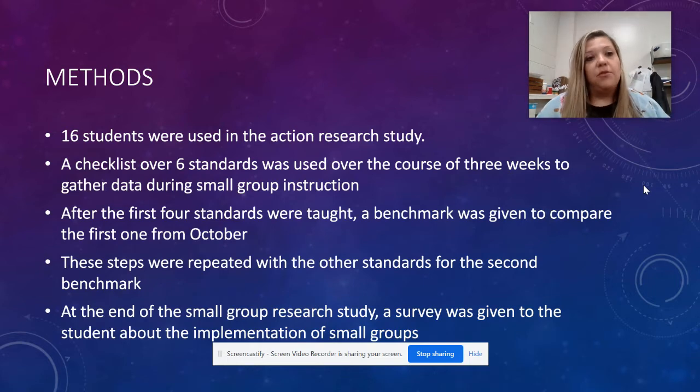So, for the method, 16 students were used in the action research study. A checklist over six standards was used over the course of 3 weeks to gather data during the actual small group instruction. After the first four standards on that checklist were taught, a benchmark was given to compare to the first one, taken in October when direct instruction was predominantly used. These steps were repeated with the other standards for the second benchmark. At the end of the small group research study, a survey was given to the students about the implementation of small groups.